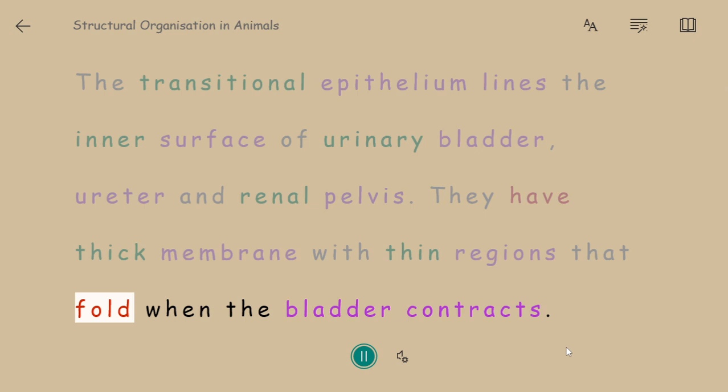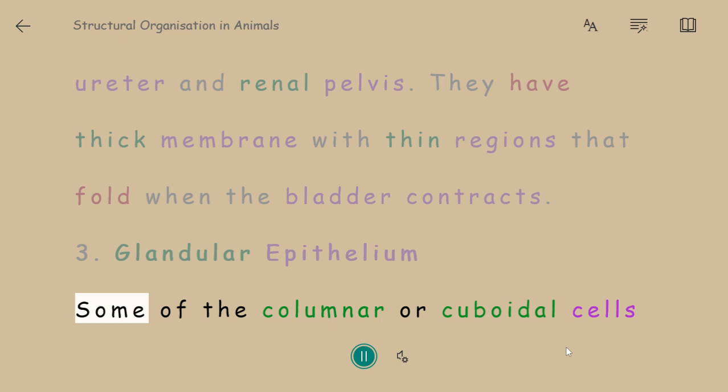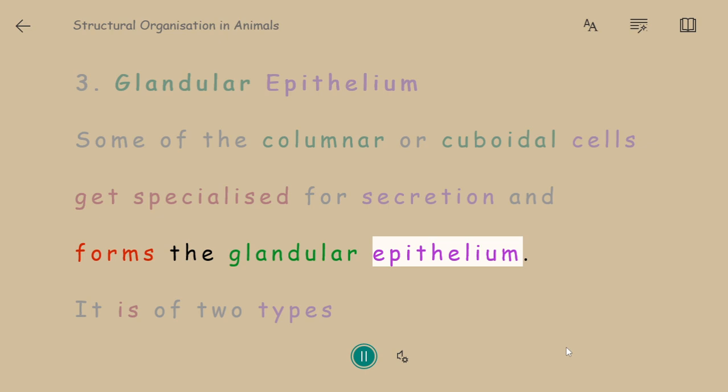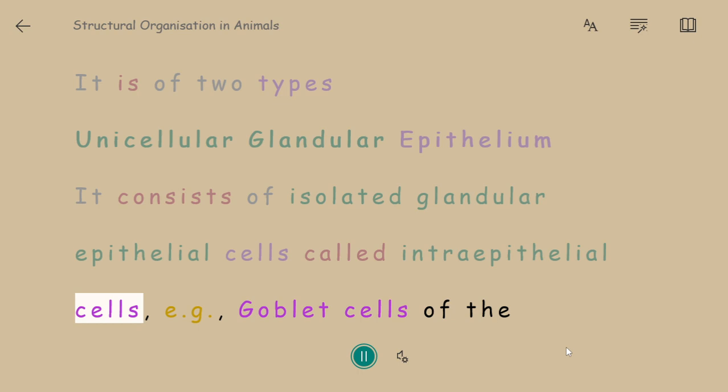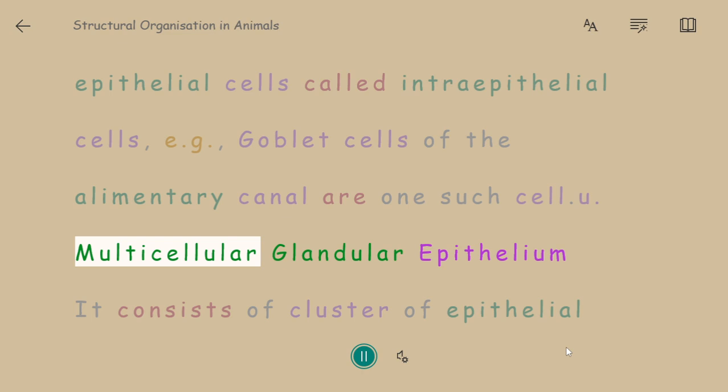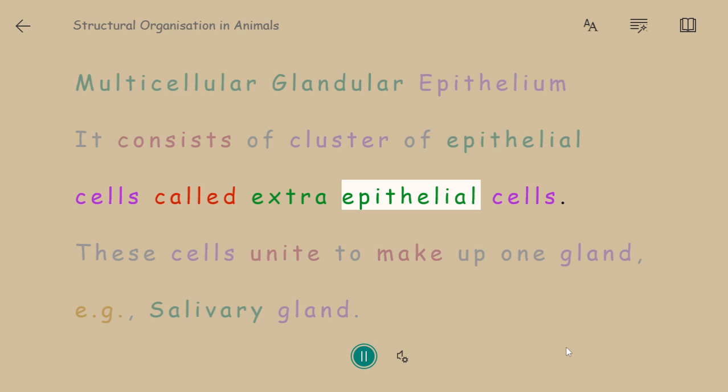3. Glandular epithelium. Some of the columnar or cuboidal cells get specialized for secretion and form the glandular epithelium. It is of two types. A. Unicellular glandular epithelium. It consists of isolated glandular epithelial cells called intraepithelial cells. Example, goblet cells of the alimentary canal are one such cell. B. Multicellular glandular epithelium. It consists of a cluster of epithelial cells called extraepithelial cells. These cells unite to make up one gland, example, salivary gland.